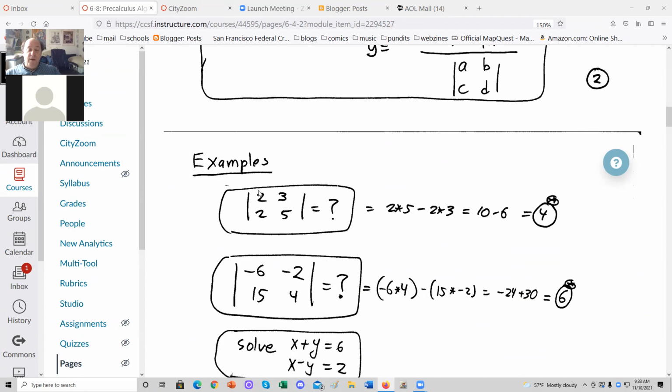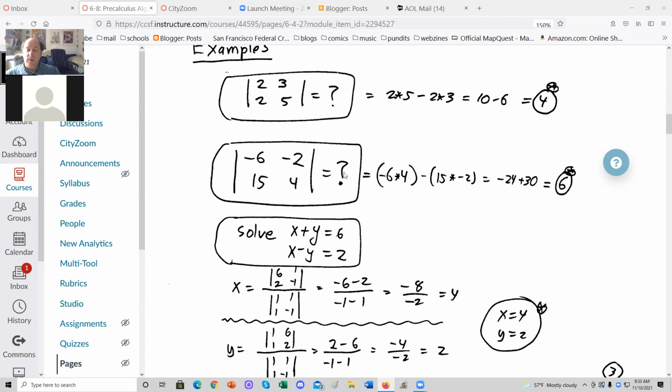The determinant of 2, 3, 2, 5: 2 times 5 minus 2 times 3, that's 10 minus 6, or 4. Negative 6, negative 2, 15, 4. Its determinant is negative 6 times 4 minus 15 times negative 2. That's negative 24 plus 30, which is 6. Okay, so those are examples of determinants.